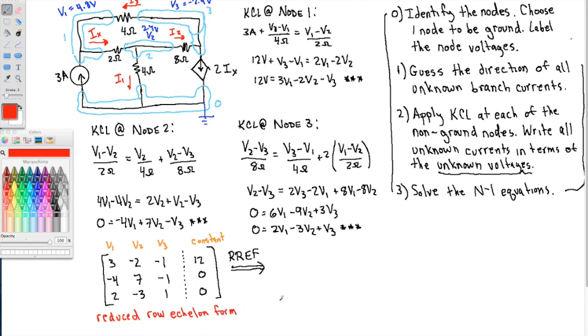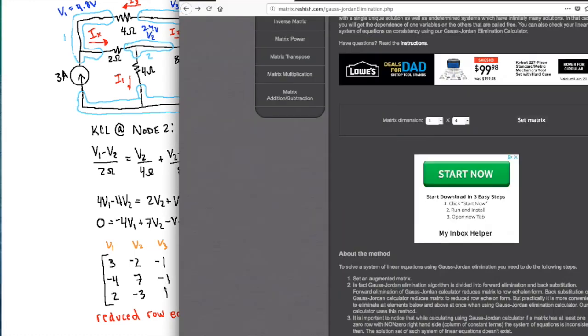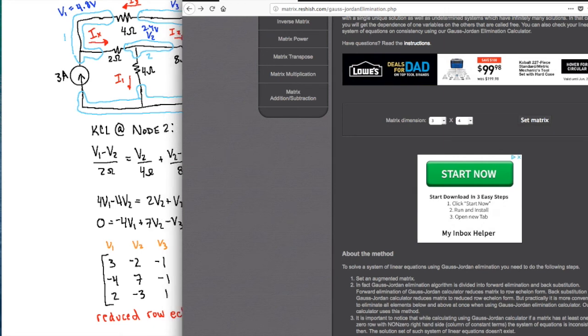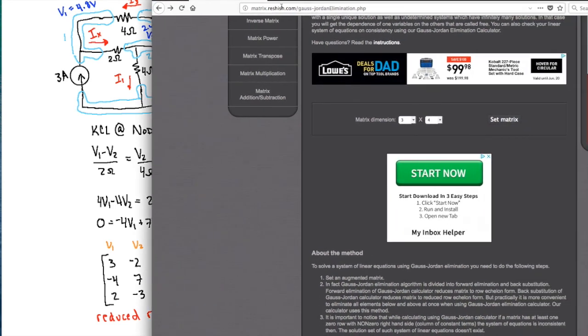RREF for short. Your graphing calculators can do this, MATLAB can do this. Basically what it does is it puts the matrix into a form that's more easily solvable. Let me just demonstrate that to you. I have a Java application ready to go here.